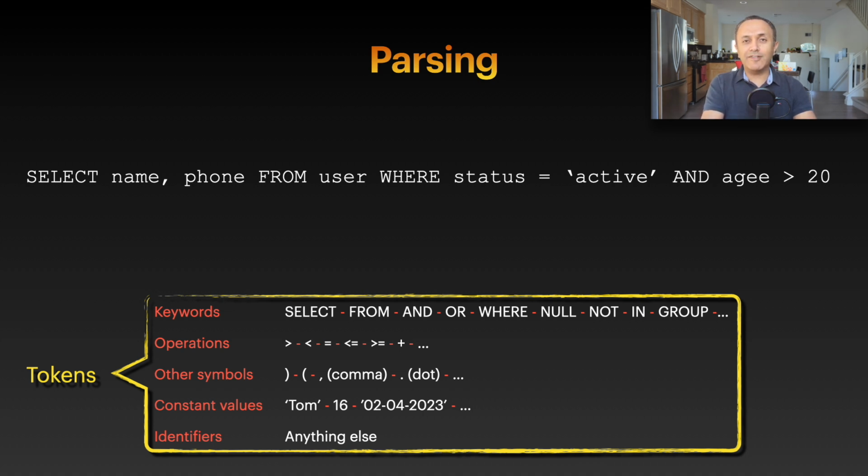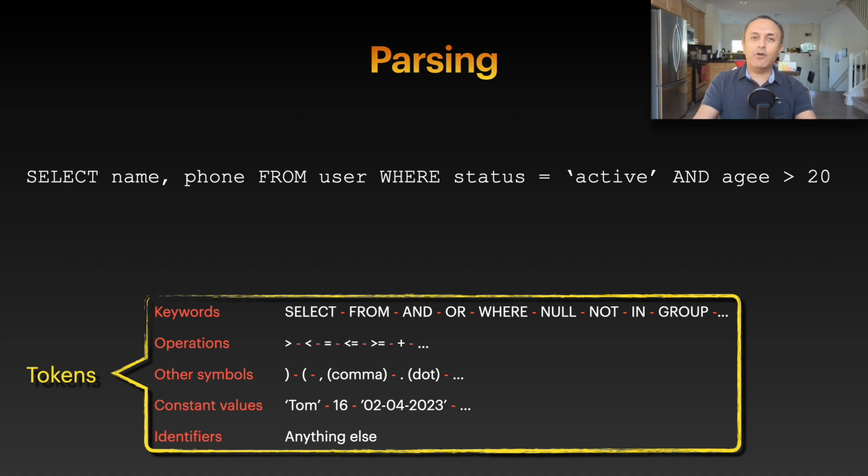There are constant values. So in this particular example, when we have status equals active between quotes, that active within quotes is a string constant. When you say age greater than 20, this 20 is an integer or a numeric constant. So all these are constant values. The system should be able to recognize these and deal with them in the appropriate way.